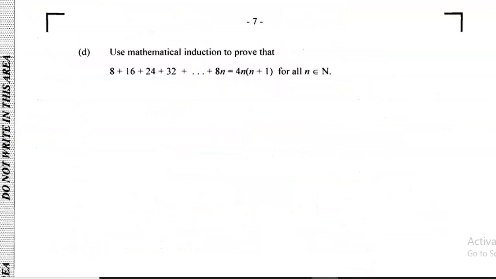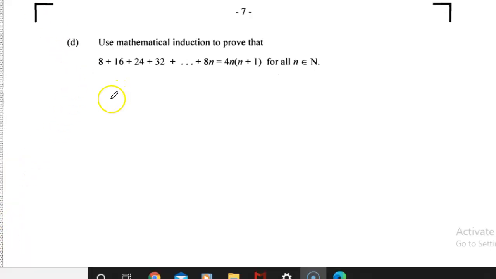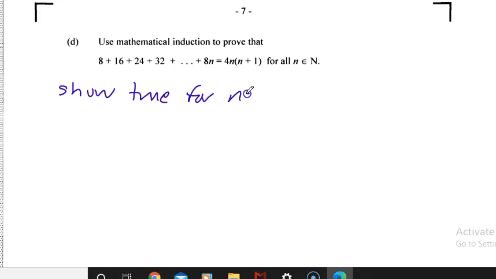Next question: use mathematical induction to prove that 8 plus 16 plus 24 plus 32 plus up to 8n is equal to 4n into n plus 1. Now, of course, proof by mathematical induction, we follow 3 basic steps. So step 1 would be to show that the statement is true for n equal to 1.